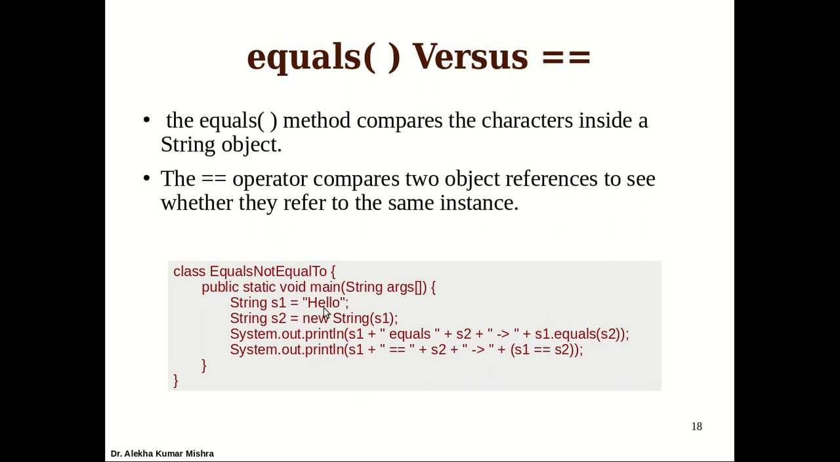Here an example is given. S1 is hello. For S2, we are passing S1 here, so S2 is not referring to the same object. S2 gets a copy of S1. So here S1 equals S2, but S1 double equal to S2 will not be true. It will go false.